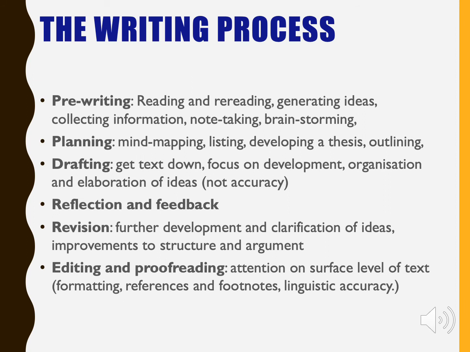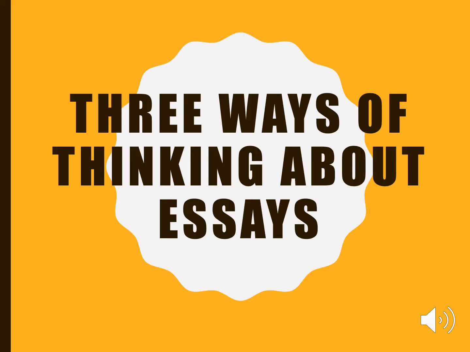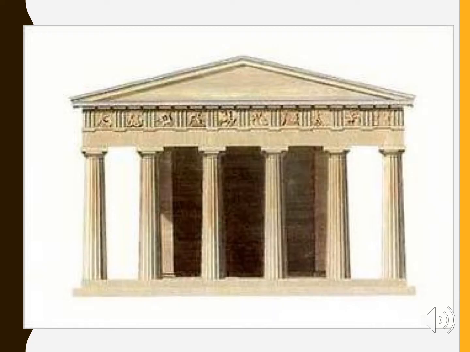I'm going to introduce now 3 ways of thinking about essays that might help you consider what you're trying to do. So here's the first way. This is a Greek temple. Imagine that this is an essay. At the top of this Greek temple, what's called the pediment, this is where you would put your thesis, your claim, your main idea. Joseph Conrad's Heart of Darkness is a critique of 19th century colonialism. Okay, that's an obvious claim, but there it is. That's sitting at the top of this temple.